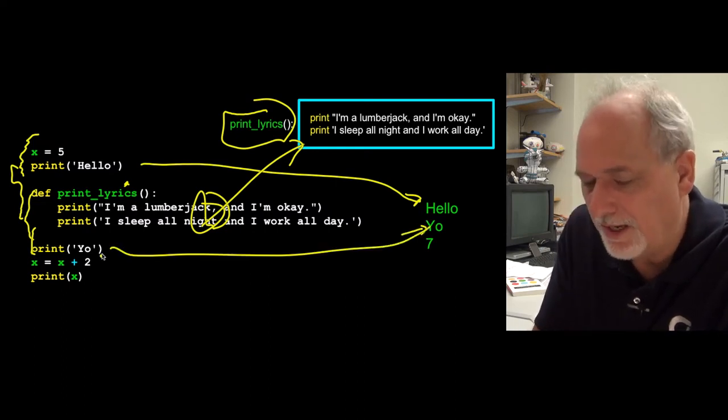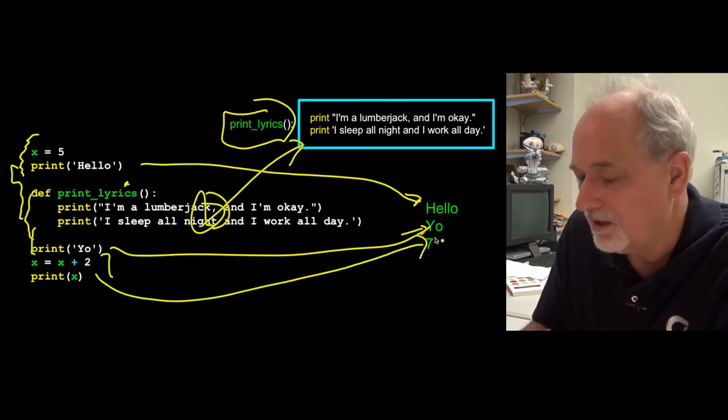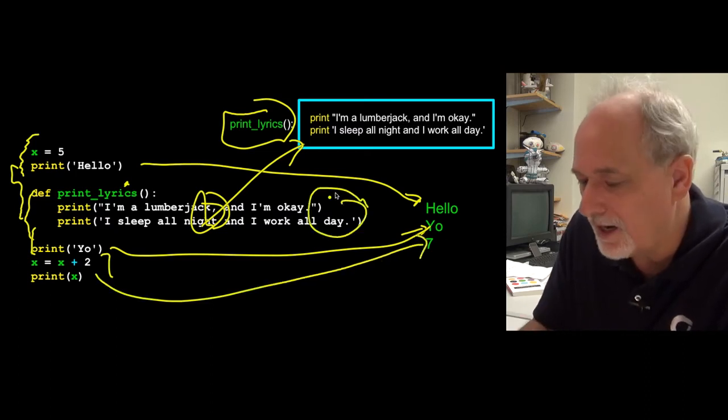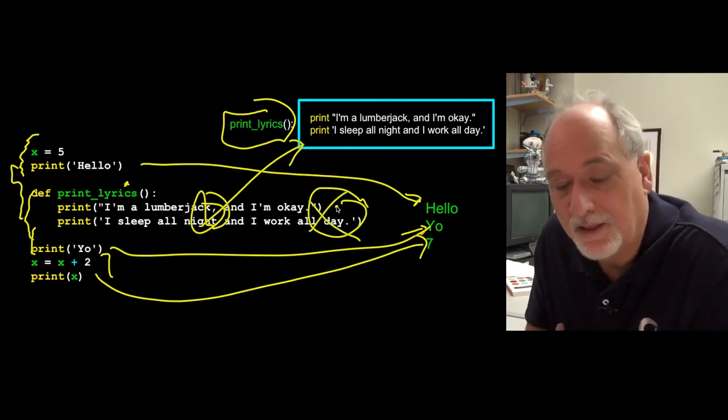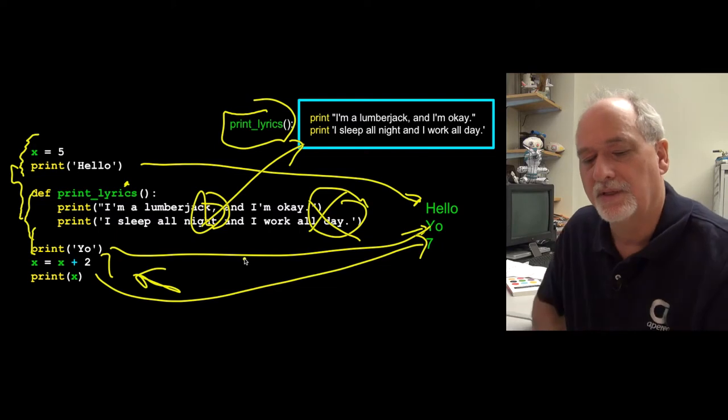And then it adds 2 to x, so x is now 7, and then it prints x, and there's no 7. There's 7. These print statements never ran. Why? Because we did not invoke them down here. We defined them, but didn't invoke them.